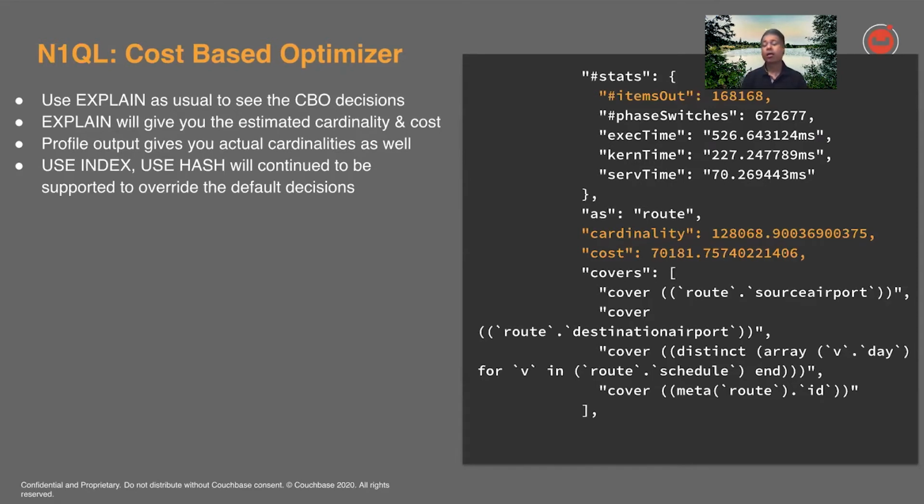So despite all these improvements, you can still use the USE INDEX and USE HASH hints if you want to override the decisions of the optimizer. So that option to manually tune the queries continues to be there.